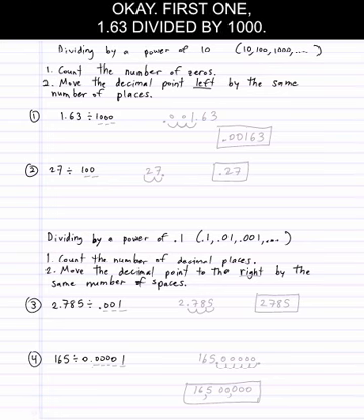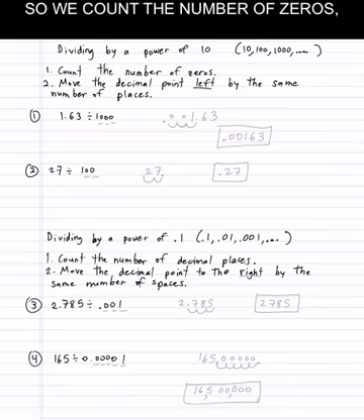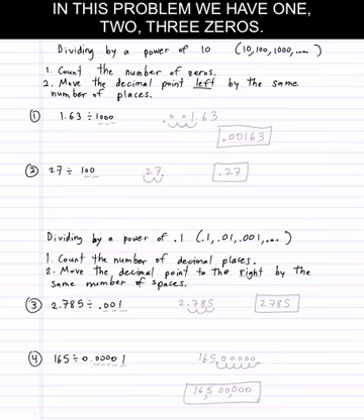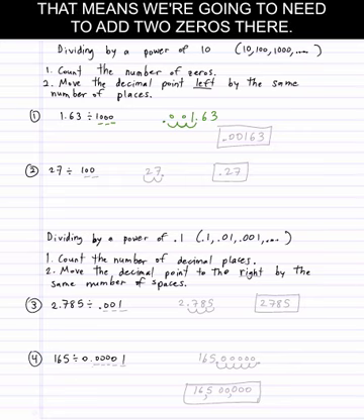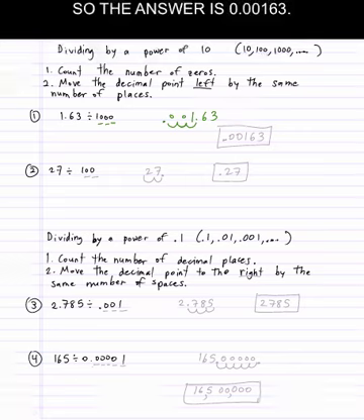First one, 1.63 divided by 1,000. So we count the number of zeros. In this problem we have 1, 2, 3 zeros. So we're going to take 1.63 and we're going to move this guy left 1, 2, 3 spaces. That means we're going to need to add 2 zeros there. So the answer is 0.00163.